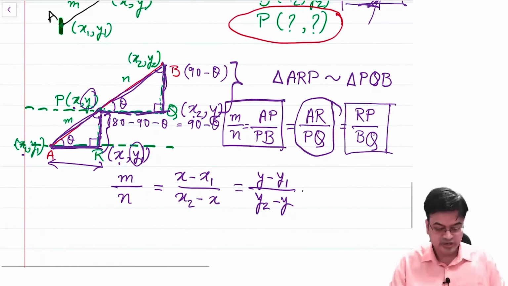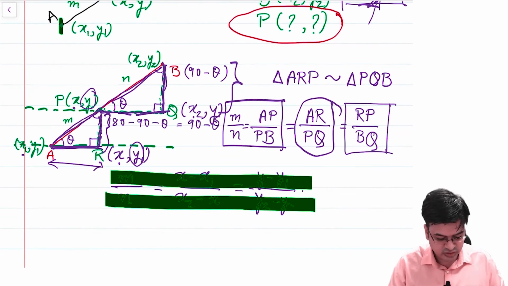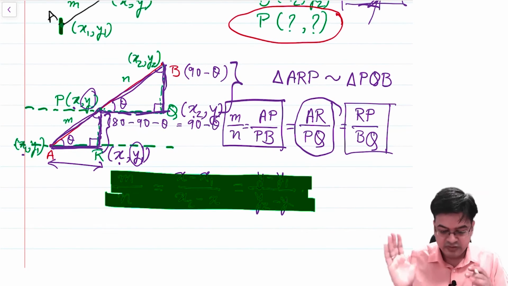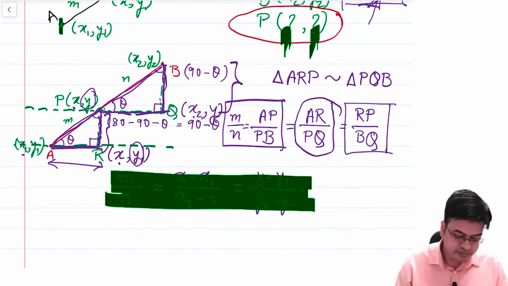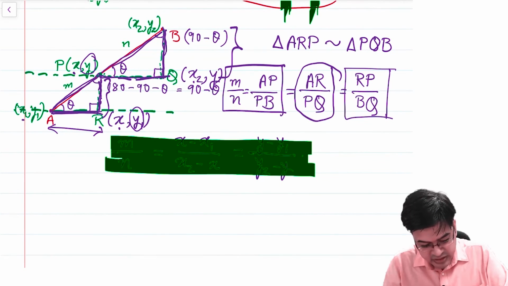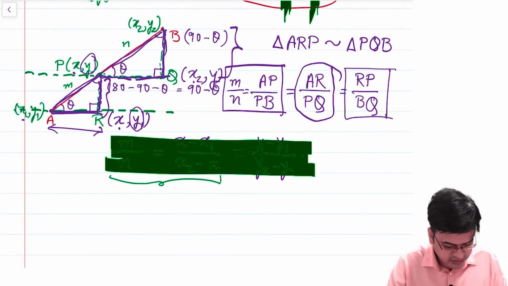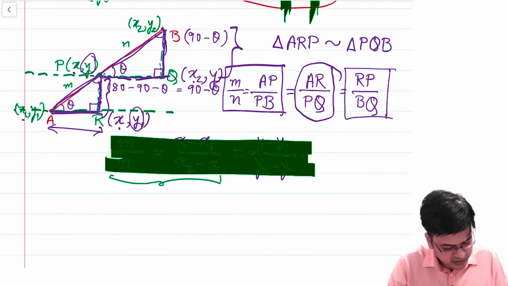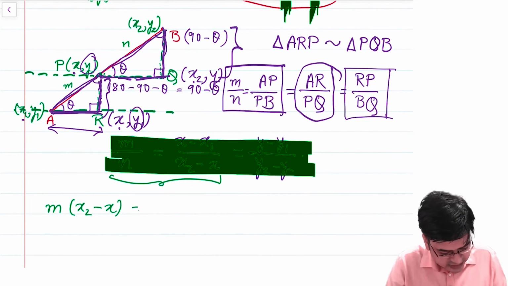This is an important relation, a very important identity that we will use again and again in order to solve problems. Let us look at this identity and try to see whether we can come up with a solution for these points x and y. So let us go ahead and do some computation. Let us take the first equality, that is m is to n equals x minus x1 upon x2 minus x. Simply cross multiply this, that is m times x2 minus x is equal to n times x minus x1.